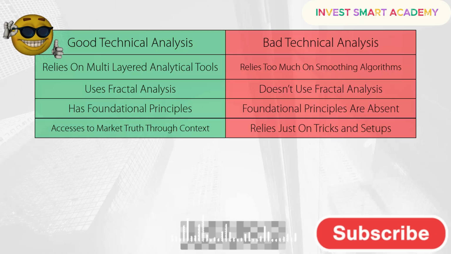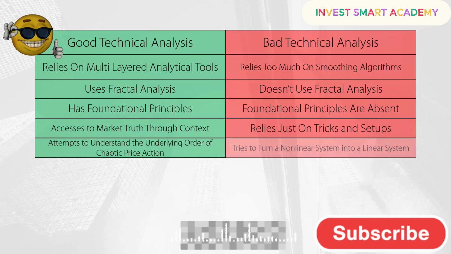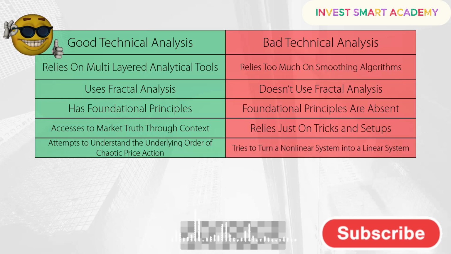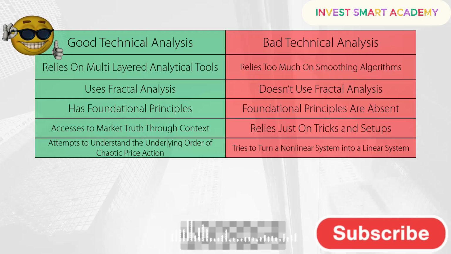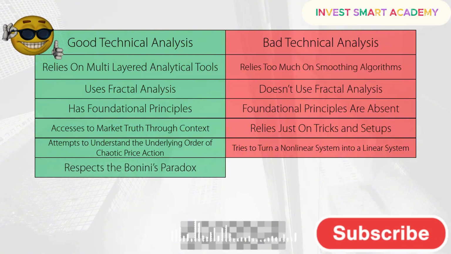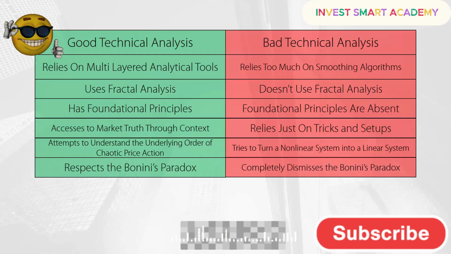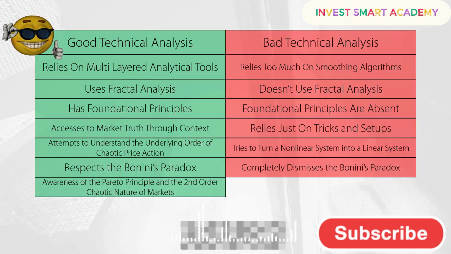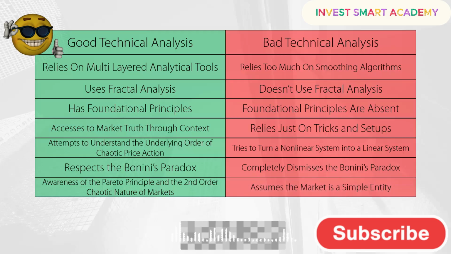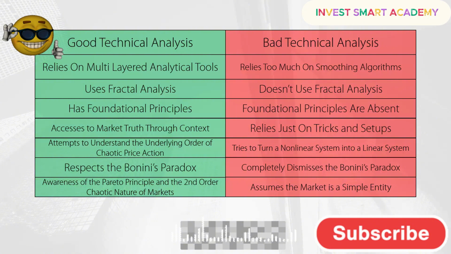Good technical analysis tries to go in the direction of price action noise with the intent to find its underlying order, while bad technical analysis tries to obfuscate price action noise in a naive attempt to turn a nonlinear dynamic into a linear dynamic through simple formulas. Good technical analysis respects the Bonini's paradox, while bad technical analysis is completely alienated from it. High-quality technical analysis also takes into consideration the Pareto principle and the fact that markets are chaotic systems of second order. Bad technical analysis assumes the markets are a completely leveled playing field where all market players have equal power.